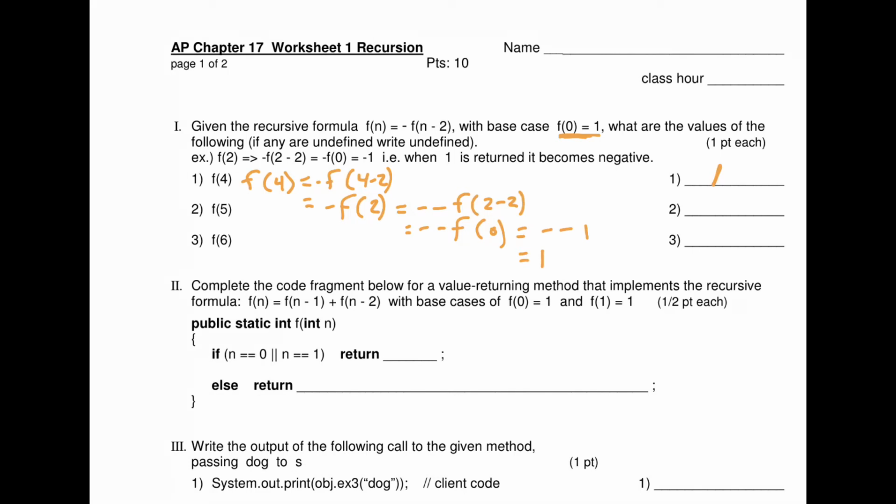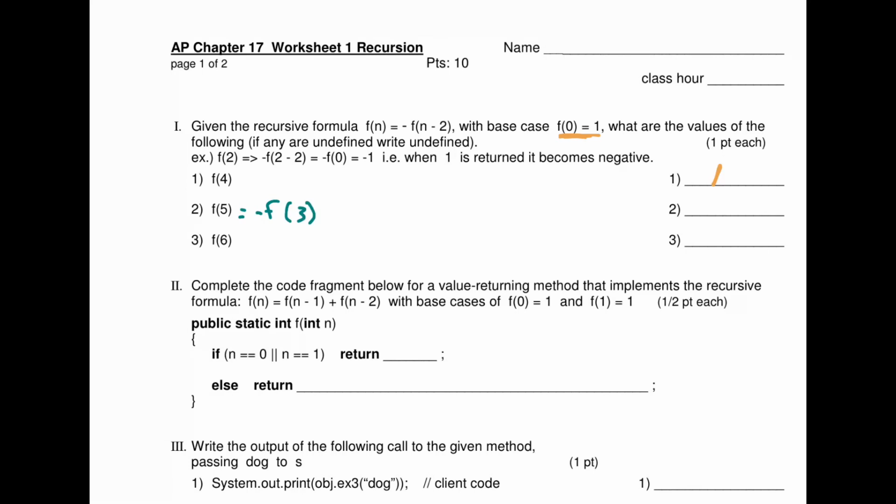I'm going to erase that, and we'll do f of 5. All right, so f of 5, that's going to equal negative f of 3, right? I subtract 2 from it. That's going to then equal negative f of 1. When I subtract 2 from that, that's going to equal negative f of negative 1. And hopefully we see our issue here, right? We're never going to get f of 0 when this is the case. So if any are undefined, we're going to write undefined according to our directions. So this is undefined.